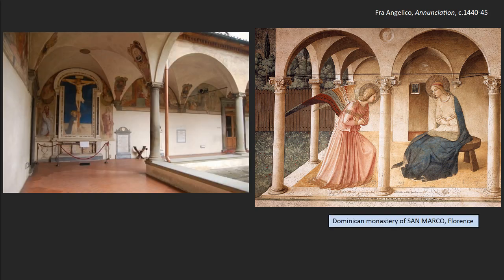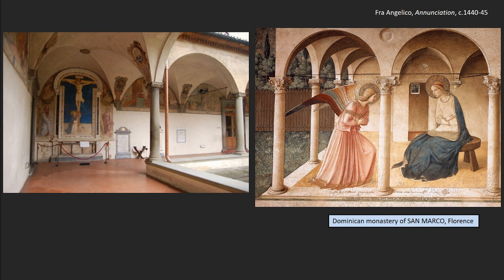Now, Fra Angelico, the name Fra means brother. Think fraternity, right? Fra simply means brother. Fra Angelico was a monk, a Dominican monk, a member of the Dominican order, right? So he had taken his vows. He was actually named Fra Giovanni.